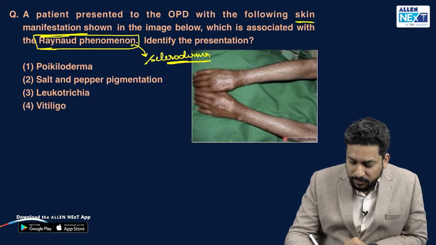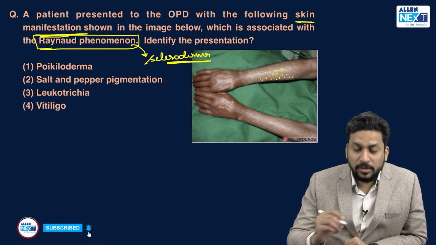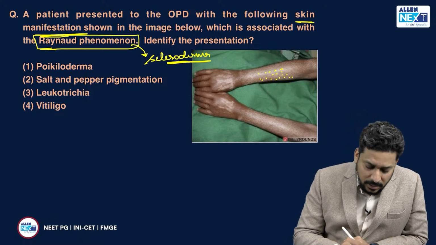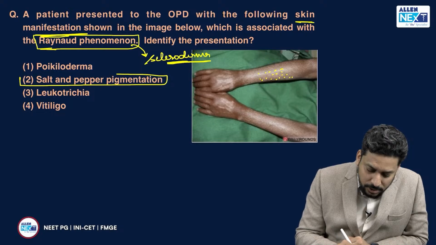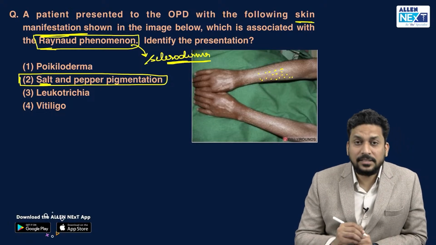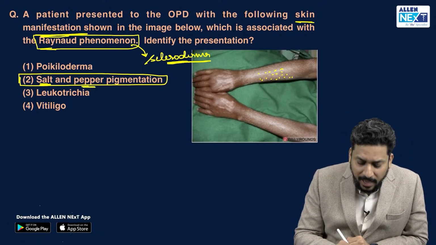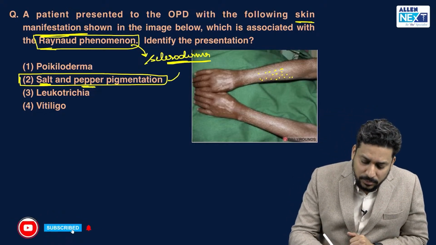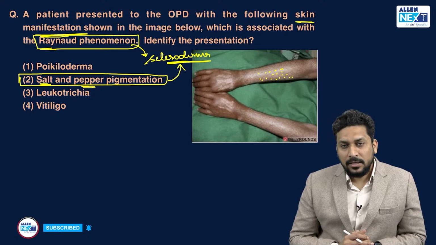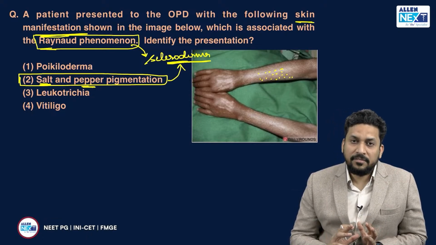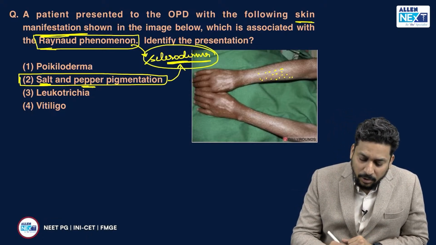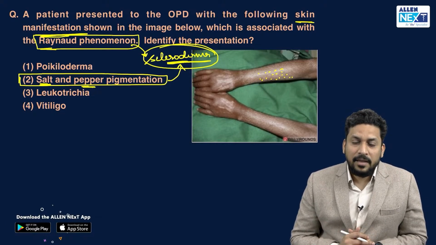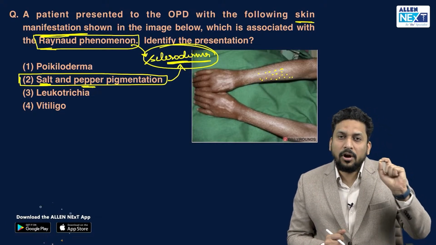As you can see here, a few dark and a few light spots are present. This is known as salt and pepper pigmentation because there are a few white, that is salt-colored, and a few black, that is pepper-colored skin changes present. All these are associated with scleroderma. So both these combined give rise to the diagnosis of scleroderma, where this peculiar salt and pepper pigmentation is seen.